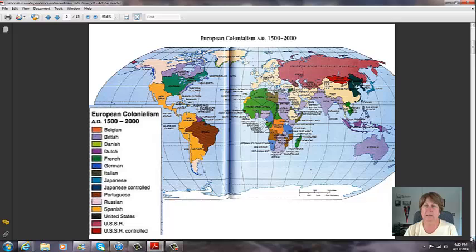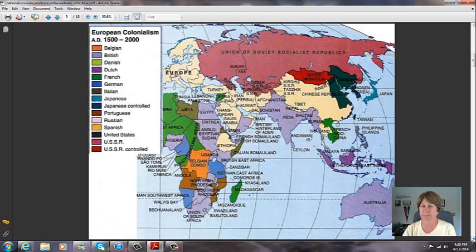You can see on the screen, this is a world map showing European colonialism during the period of 1500 to 2000. You can see that the British Empire was very widespread. They controlled a lot of territory, not only in Africa, where we just finished studying, but also here in Asia, in the countries of India and in Southeastern Asia as well. This is just an up-close slide of the colonial powers, again, that control territory not only in Africa, but in Asia as well.